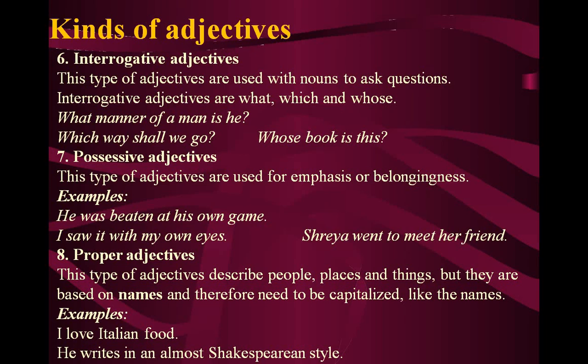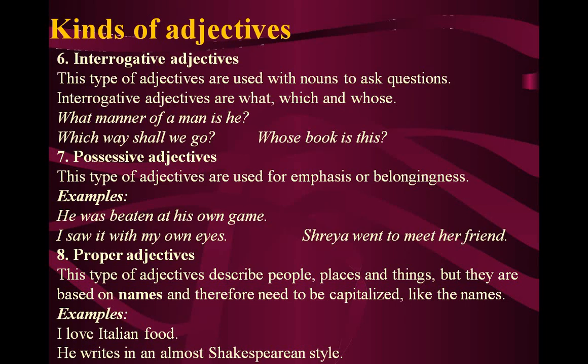The examples given here are: I love Italian food, or he writes in an almost Shakespearean style. Shakespeare was a very famous playwright, you must be knowing, and he was a big dramatist. He has composed many couplets and sonnets as well. So I hope you know about him. With this we are done with the different kinds of adjectives.